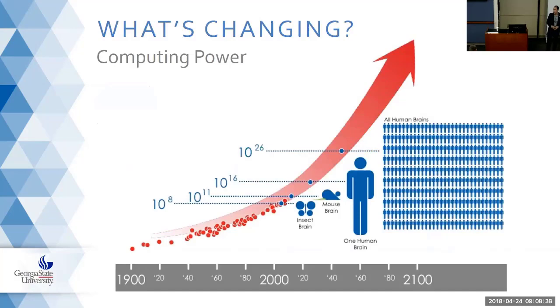And so, just a little bit of what's changing. What's starting to drive some of this. So, a couple of key things. The first one is computing power. Right, here's a graph of how computing power is expected to exponentially change over the next hundreds or so odd years.